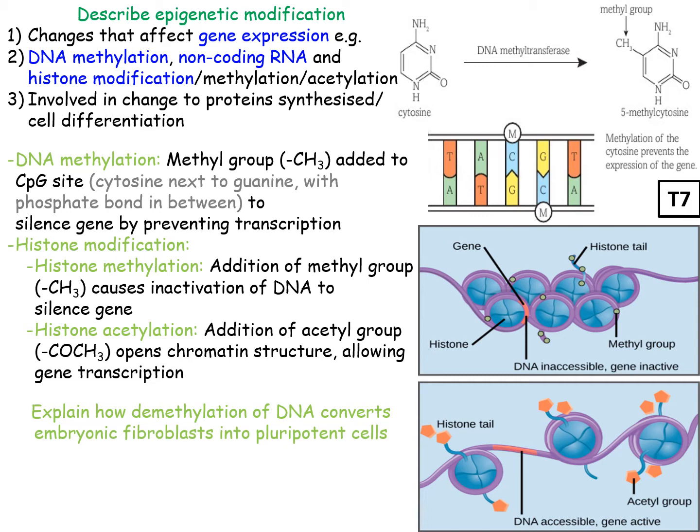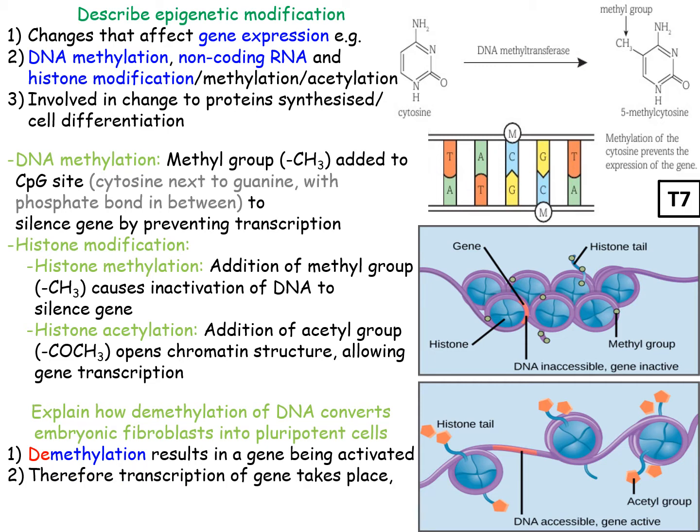Explain how demethylation of DNA converts embryonic fibroblasts into pluripotent cells. So demethylation is the removal of the methyl groups. So demethylation results in a gene being activated. Because remember, the whole point of methylation, whether it's methylation of the DNA or methylation of the histone, is to silence the gene, to make the DNA inactive to prevent transcription. So demethylation is the opposite, meaning that genes can be activated, and therefore transcription of a gene can take place. And when that transcription takes place, that produces proteins that cause changes in the fibroblast cells.